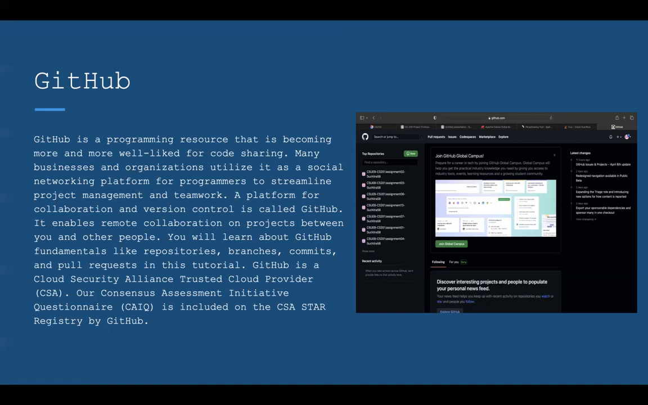GitHub is a trusted cloud provider, included on the CSA STAR registry, where CSA is the Cloud Security Alliance and CAIQ stands for Consensus Assessments Initiative Questionnaire.